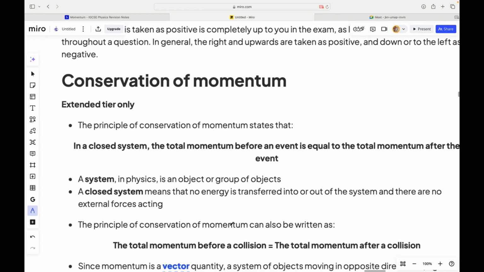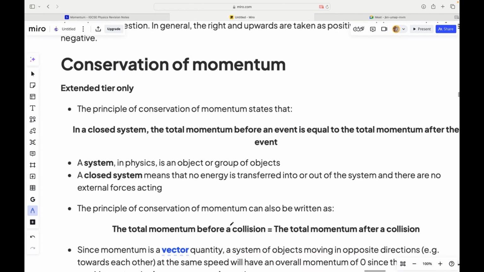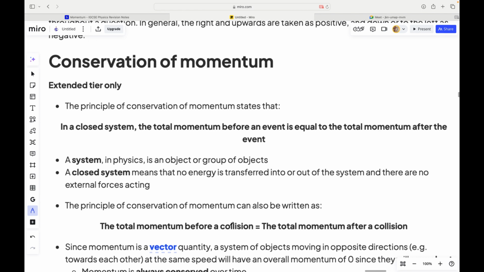Now let's go to the law of conservation of momentum. The law of conservation of momentum says that the total momentum before collision is equal to the total momentum after collision. That's the simple way of saying it. Total momentum before collision should be and must be equal to the total momentum after collision.